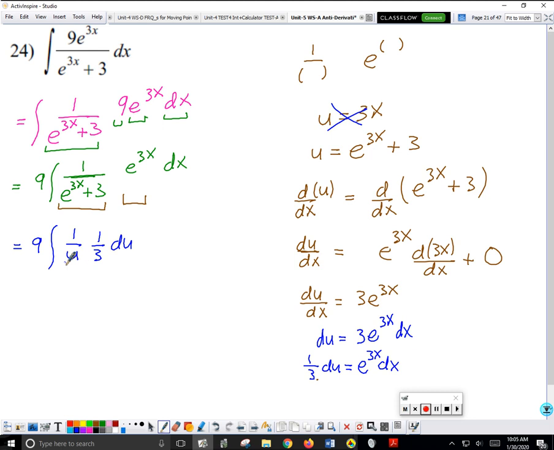These are just 3 factors being multiplied. This factor is a constant, so it can factor out. 9 multiplied by 1/3 is 3.